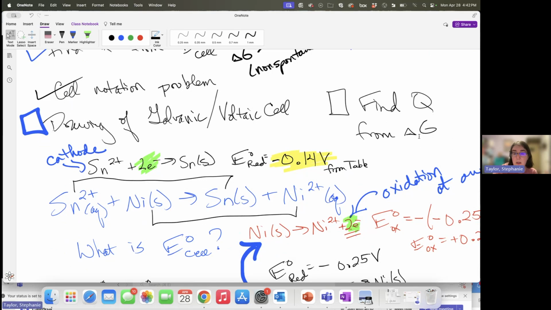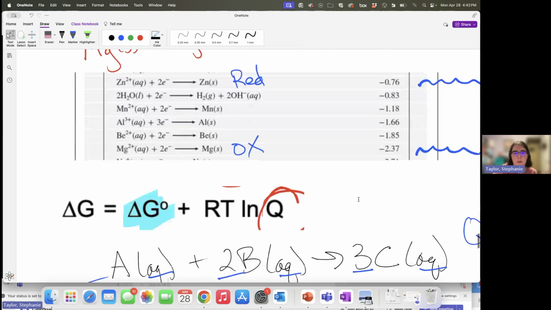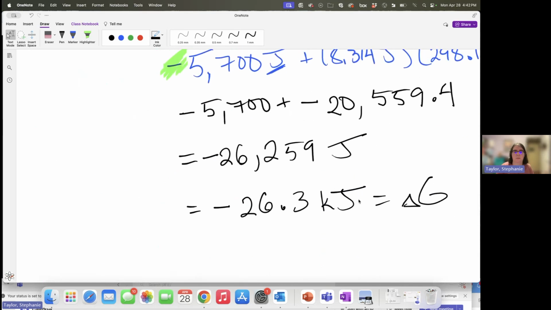This other one is finding Q from delta G, or drawing a galvanic cell. Let's go ahead and do Q from delta G. Let's go ahead and do some thermodynamics in here. So, we're going to do a different reaction just for fun.